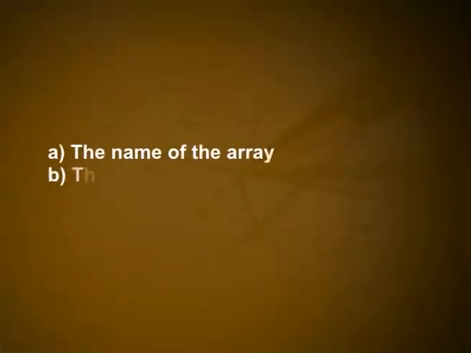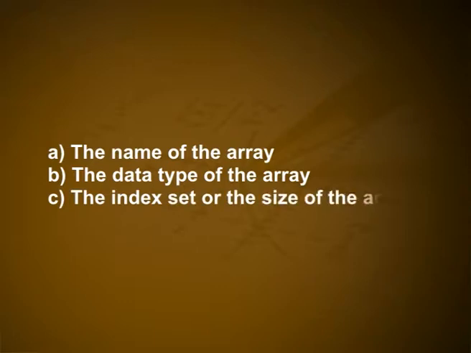Each programming language has its own rules for declaring arrays. However, each declaration must provide the following information: the name of the array, the data type of the array and the index set or the size of the array. Some programming languages allocate memory space for arrays statically during compilation and some others allocate memory dynamically by reading the size of the array at runtime.